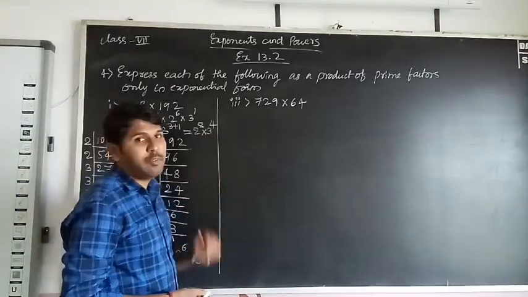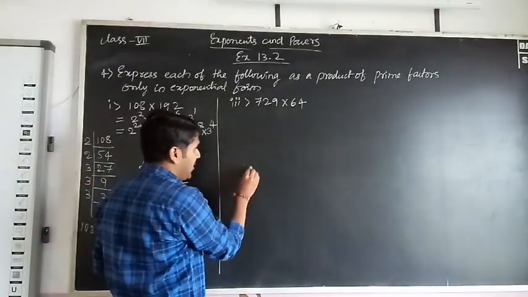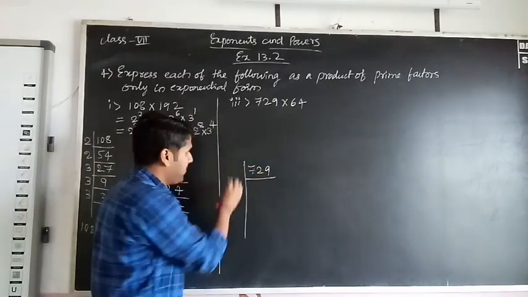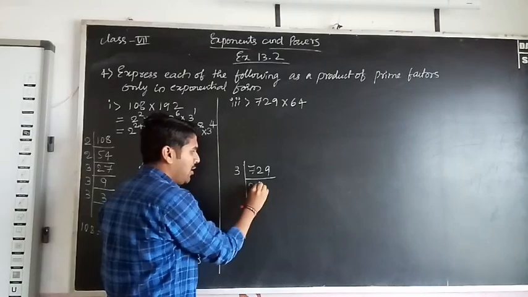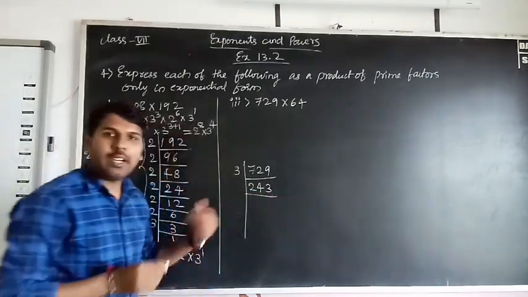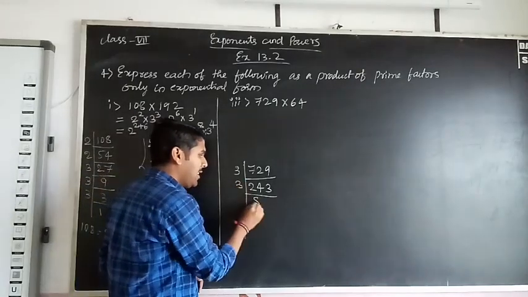So next, 729, solve this one. 729 is divisible by 3. 3 2s are 6, 3 4s are 12, 3 3s are 9. Just practice it very well, then only you will get the answer. 3 8s are 24, 3 1s are 3.